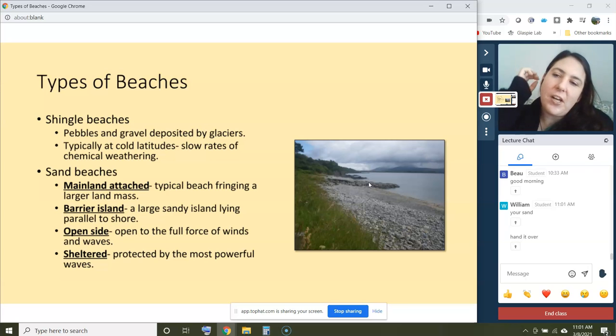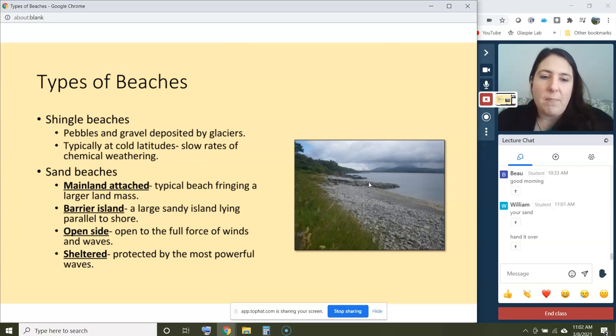Okay, so we talked about where sand comes from, why it's so important, why it's limiting. Let's talk about the formations of sand after it's been reworked by the waves and deposited in certain areas. Sand forms beaches. And so there are a bunch of different types of beaches.